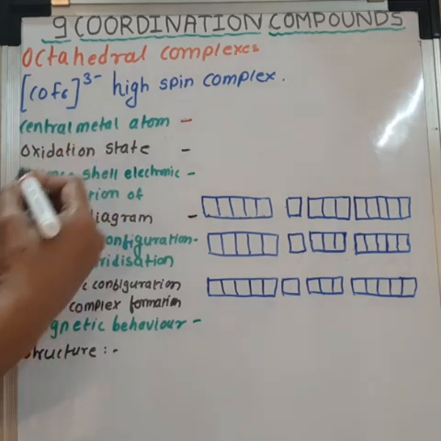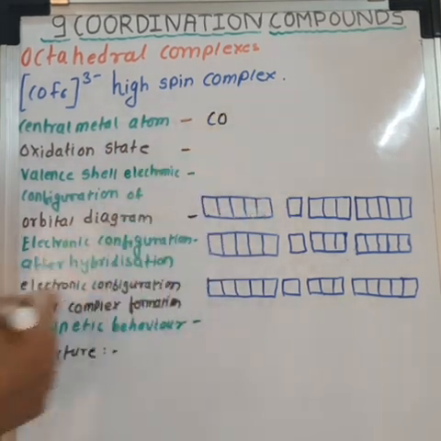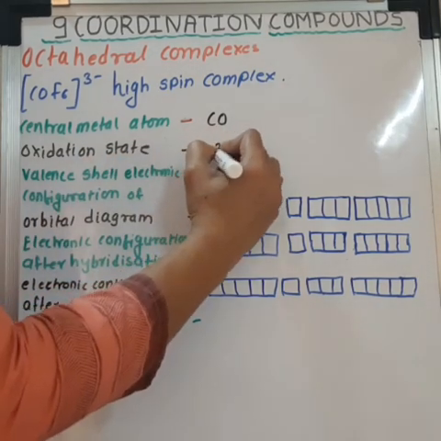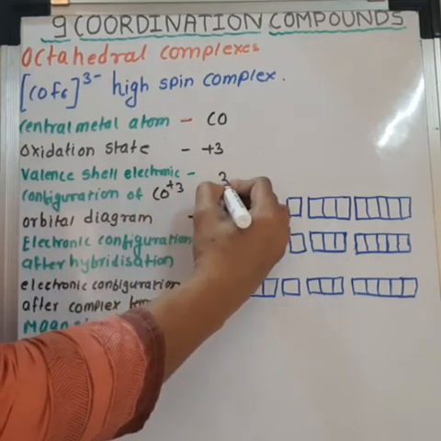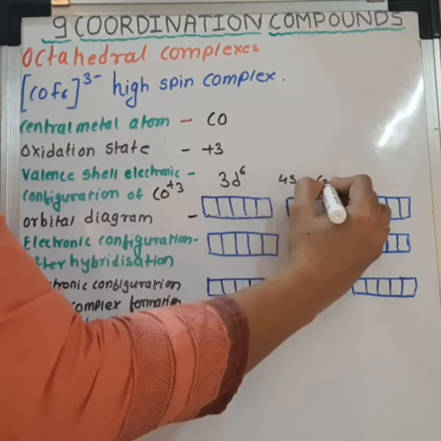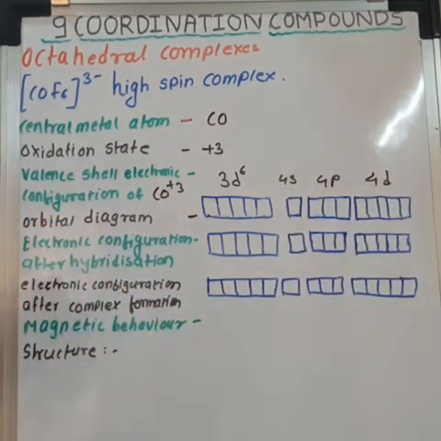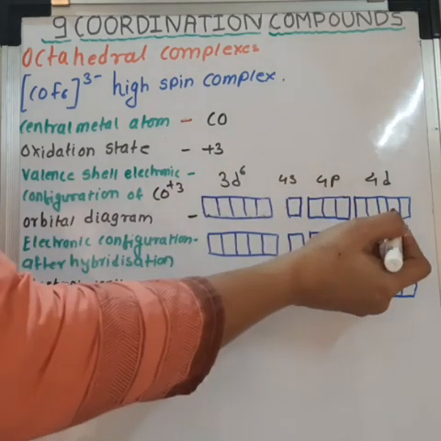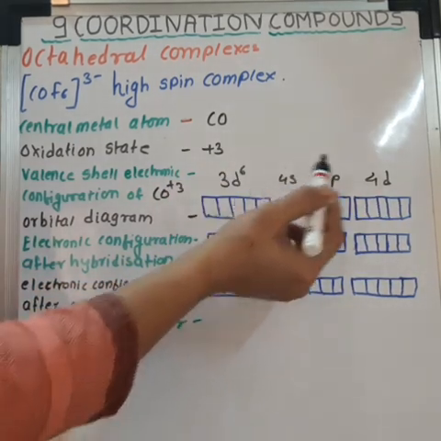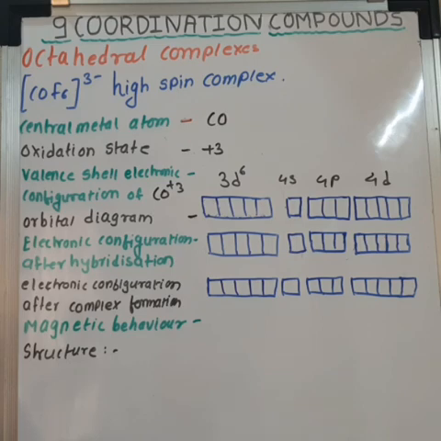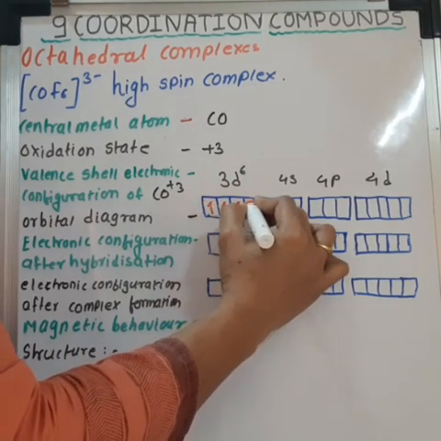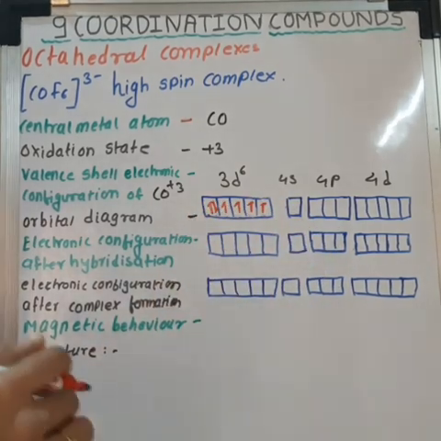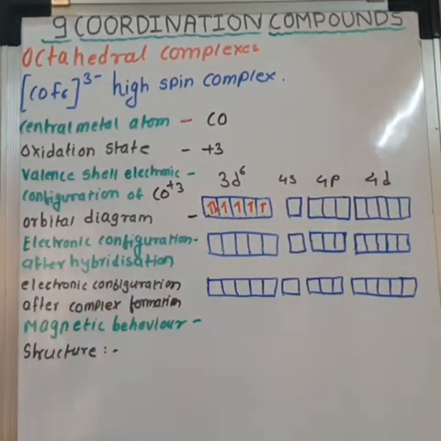Example is [CoF6]3-. The central metal atom is Co, that is cobalt. The oxidation state of cobalt is +3 in this complex. The valence shell electronic configuration of the Co3+ ion is 3d6, 4s0, 4p0 and 4d0. As this complex is a high spin complex, the outer d orbital is used for hybridization and not the inner d orbital, and that is why it is also called an outer orbital complex. So the orbital diagram for this ion is like this. There are 6 electrons in the 3d orbitals. 4s, 4p and 4d orbitals are empty.